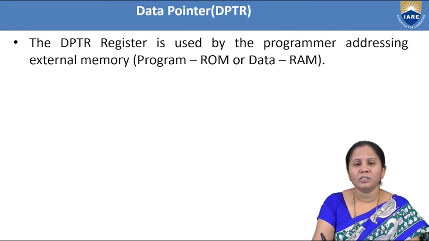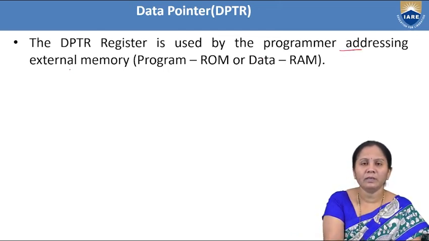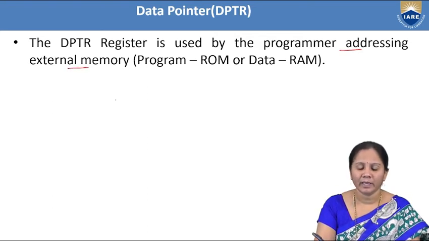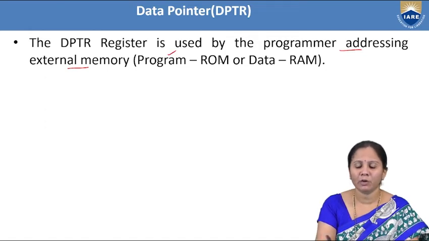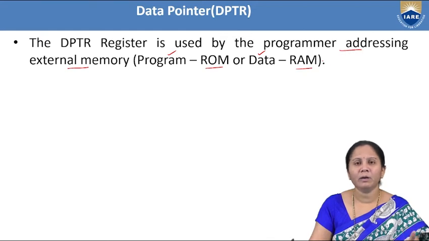Generally, this data pointer register is used by the programmer when he has to access external memory. The external memory may be either program memory, which can also be called ROM, or data memory, which can also be called RAM. So in order to address this external memory, the DPTR register can be used.